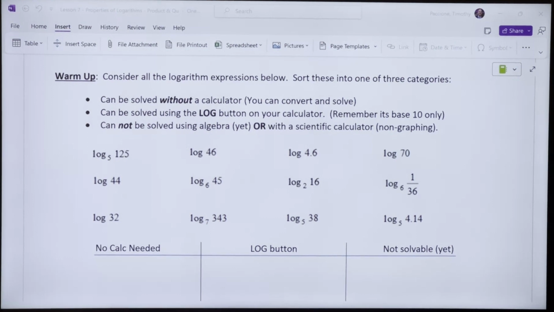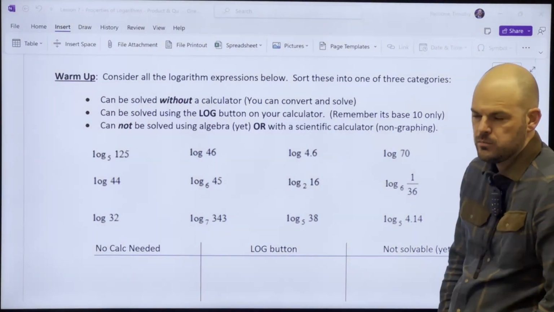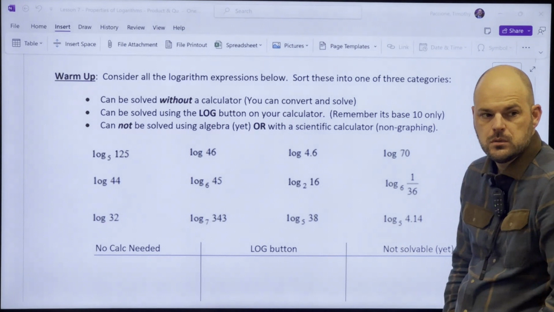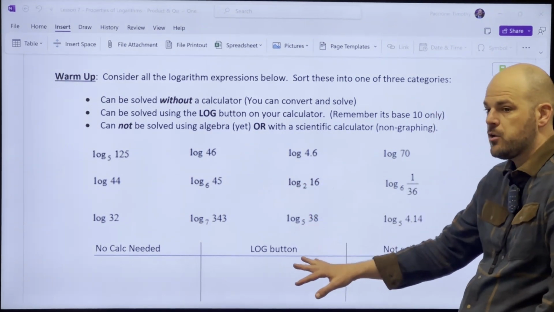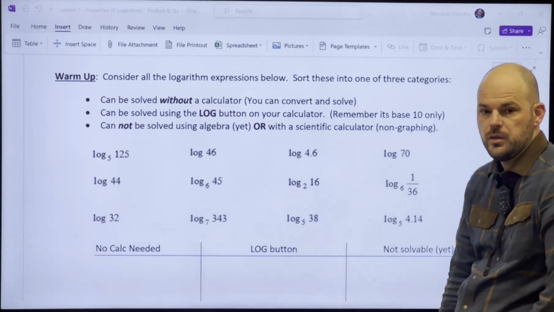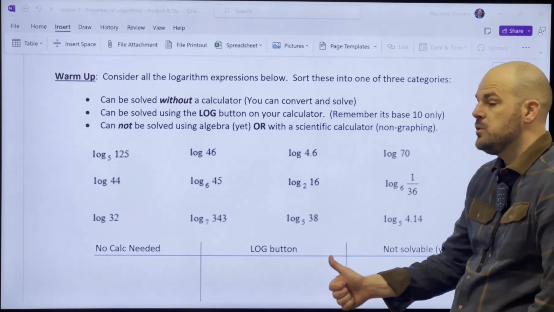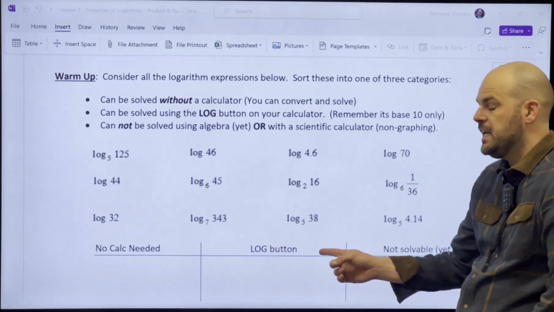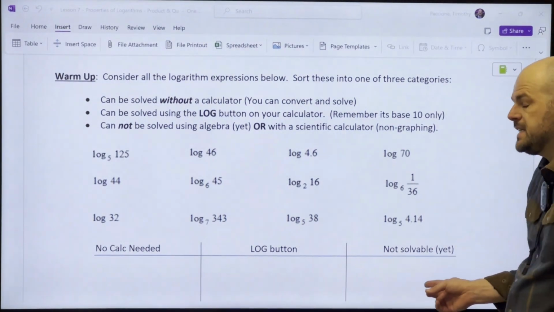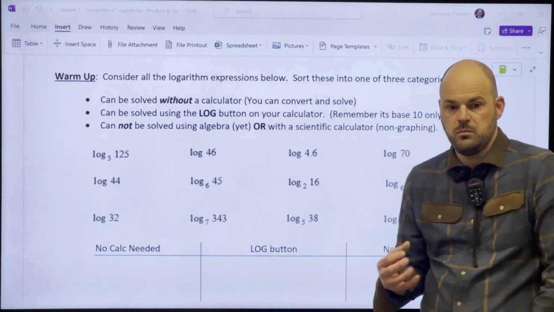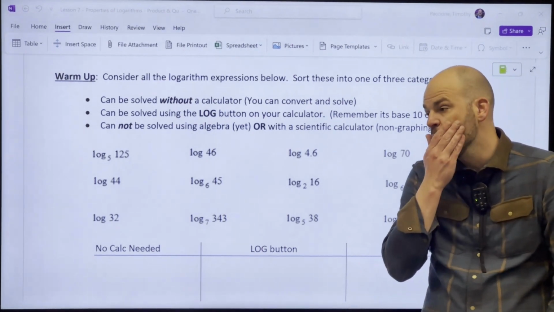So real quick for your warm-up, I just want to give you a little direction here. So listen up. What you're doing is, all these logs, you're just categorizing them into one of three categories. Can I do this without a calculator? Can I do this with the log button of my calculator? Or is this not quite solvable yet based on what we learned in class?